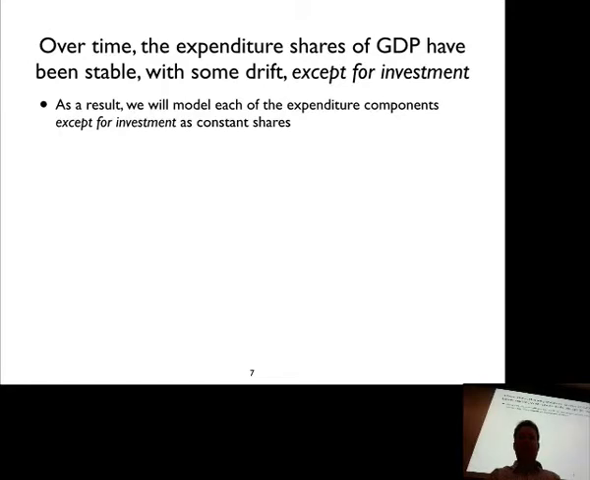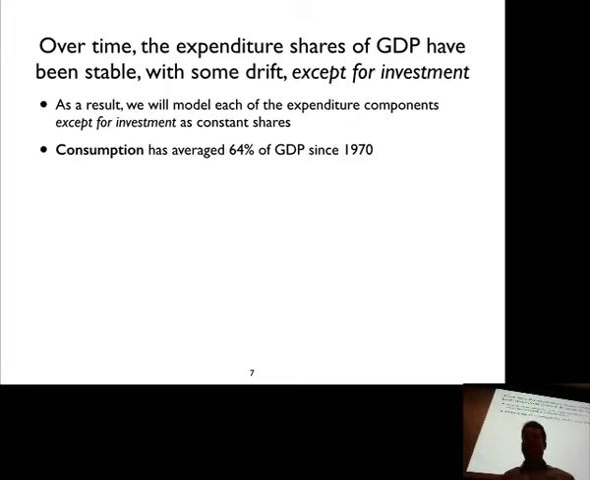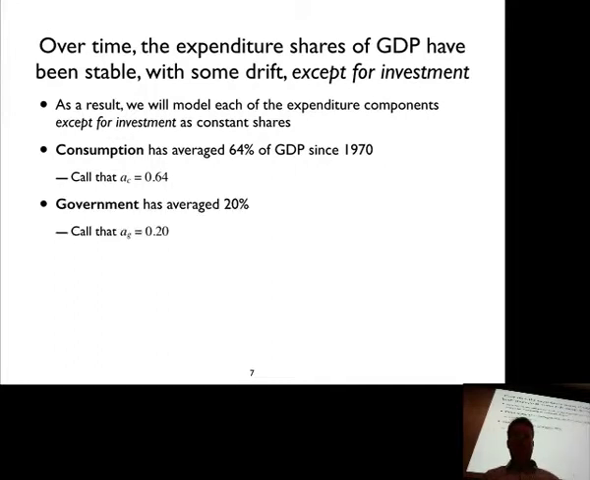And so as a result of that, we're going to model each of these components as basically constant shares of potential GDP, which is a little different than what I just showed you, but it's the same basic idea. The confusing thing is that we're going to introduce this algebraic notation, so a little c is equal to 0.64, and that's just a fancy and probably confusing way of saying that the consumption share of GDP is on average 64%. Government has been about 20% over the decades.